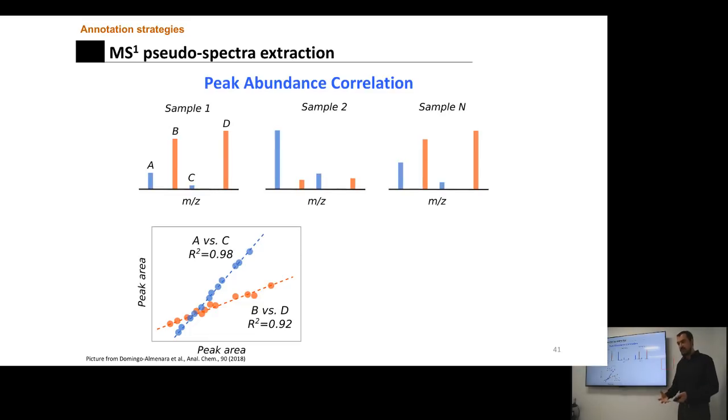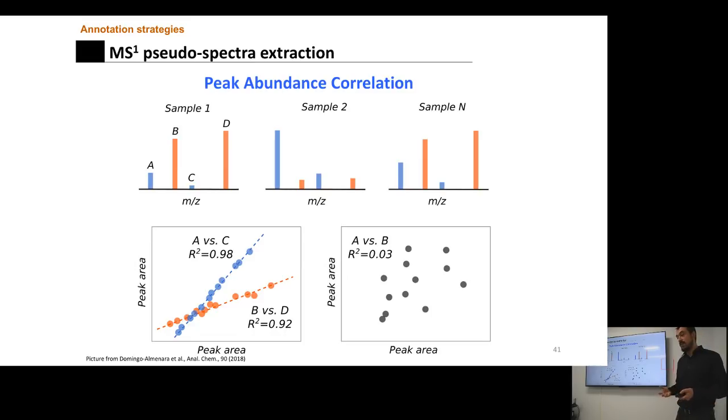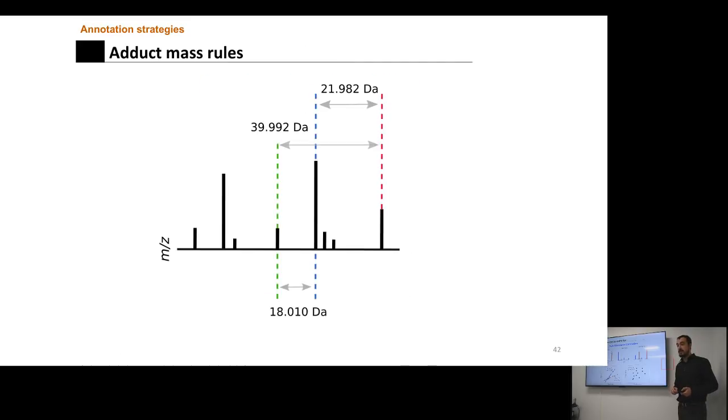And we can take this fact to our advantage to determine what features stem from the same metabolite. If we compare features that do not belong to the same metabolite, let's say A and B, we're going to see a poor correlation, and therefore that means that they do not belong to the same metabolite. So once we know what features stem from the same metabolite, then we can start computing mass distances between the features and compare those distances to known masses from adducts, losses, and so on.